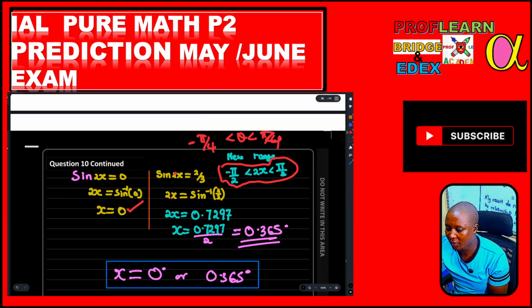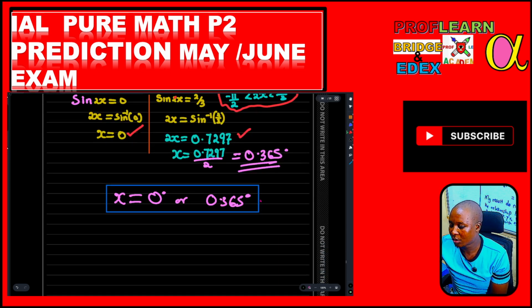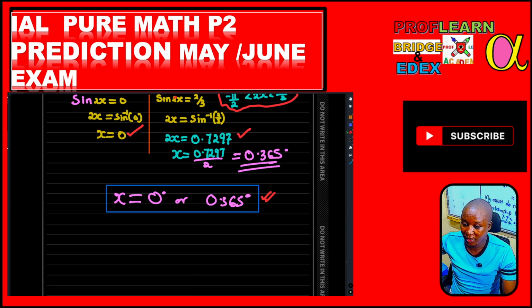So for us to find the sine inverse of 2 over 3, we are going to get it as 0.7297, and our value of x is going to be 0.365, and those became the two solutions for this particular question here.